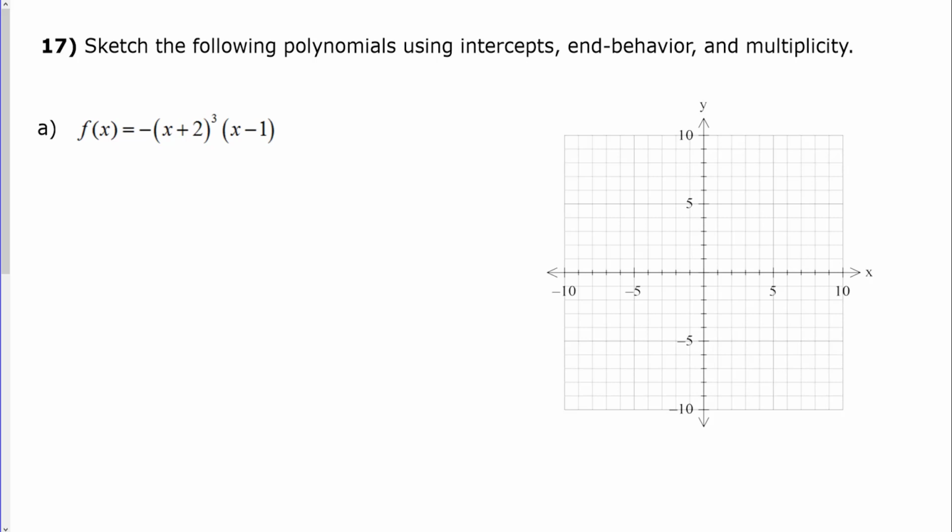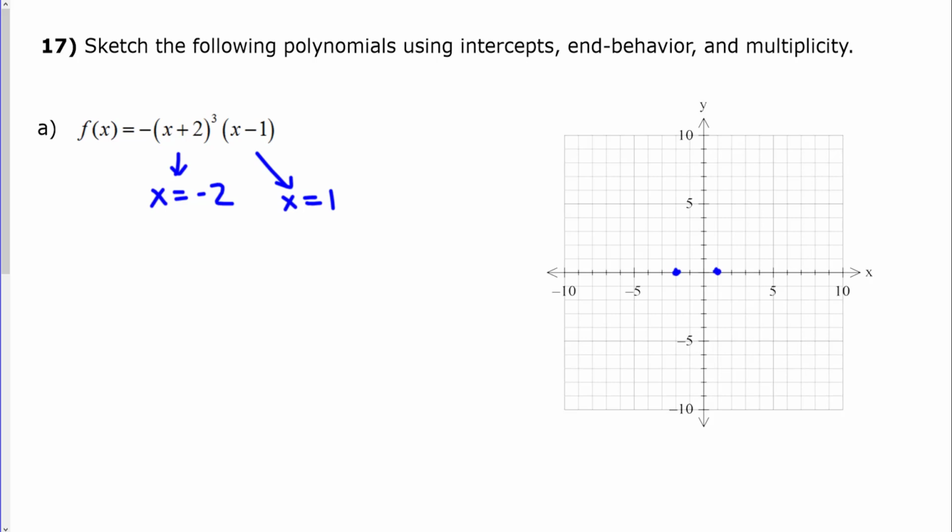So the x-intercepts are probably the easiest things. That's the location of zeros. So I'm going to have x equals -2 and x equals +1 as locations of zeros. So -2 and +1. My graph's going to go through those points.